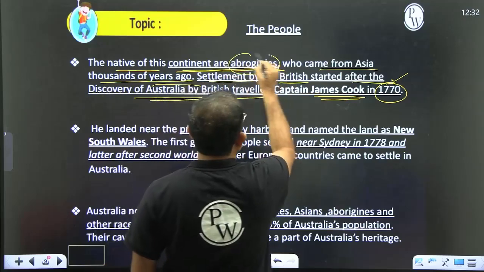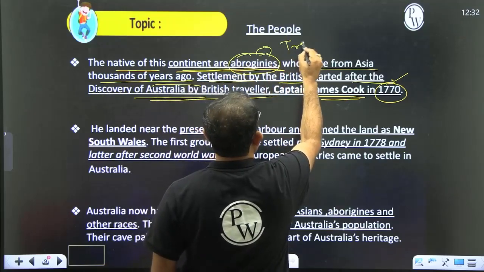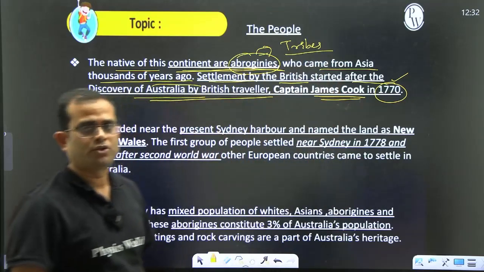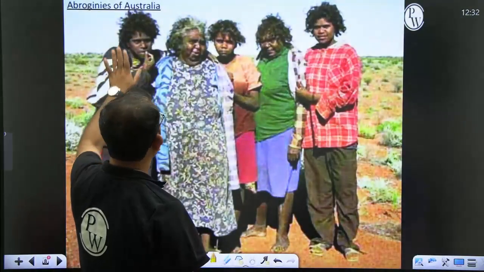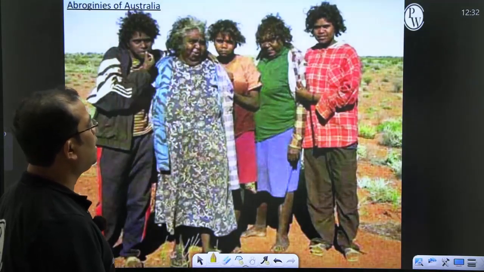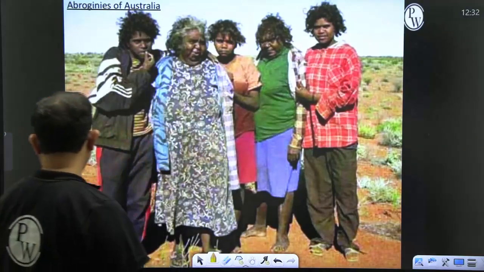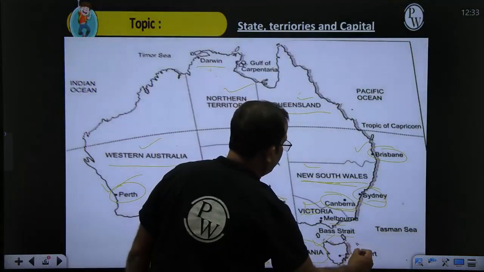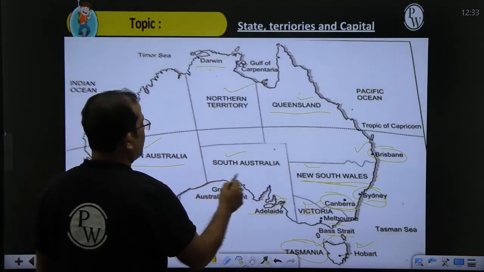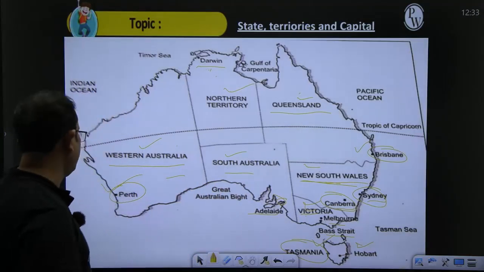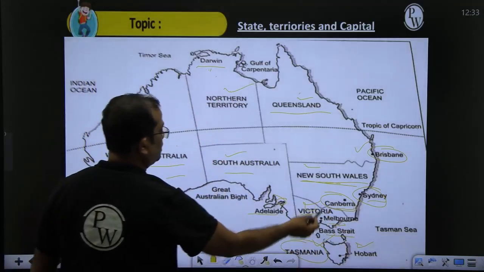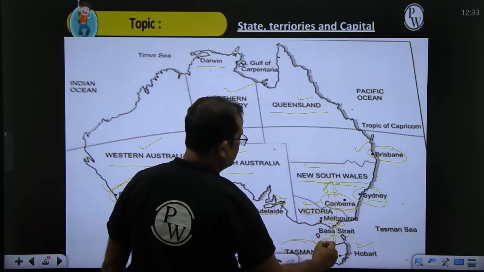Aborigines means the indigenous tribes of Australia. They are well preserved in Australia, and the Australian government is taking care of such tribes. Mostly they reside in Tasmania, the southern part and western part of Australia, mostly around Bass Strait, Victoria and New South Wales.